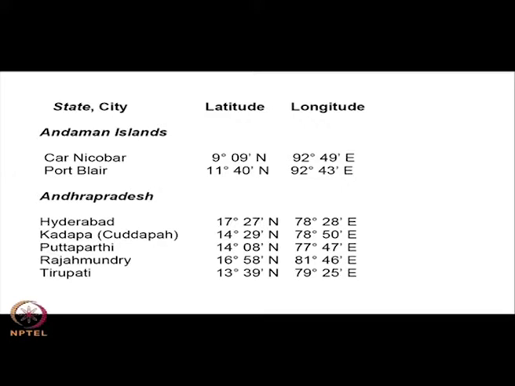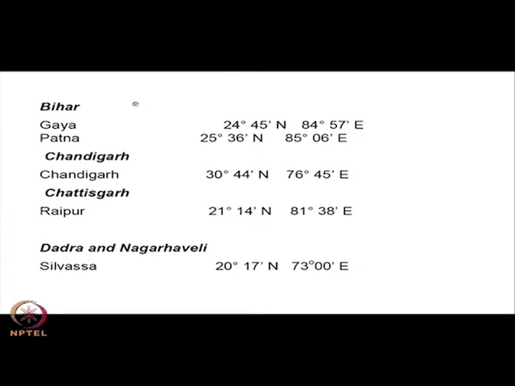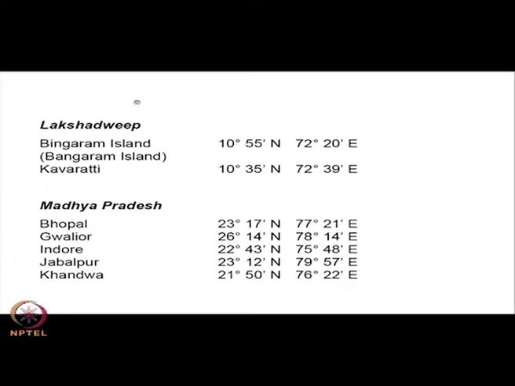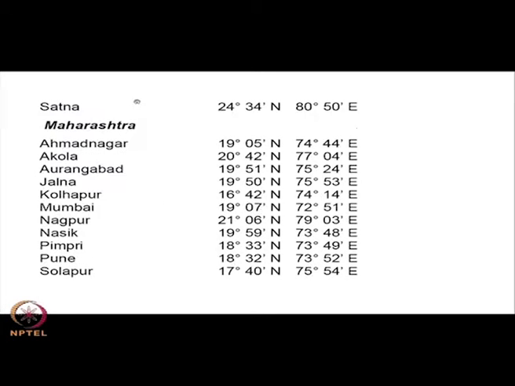I might have made a little mistake here and there, that 9 degrees 09 minutes for Car Nicobar might have been treated as 9.09 degrees. Still it is a small error, does not matter, but nevertheless you should understand it is in degrees and minutes, and 60 minutes is 1 degree. So, you have all the states in alphabetical order, about 110 locations, with longitude and latitude given.